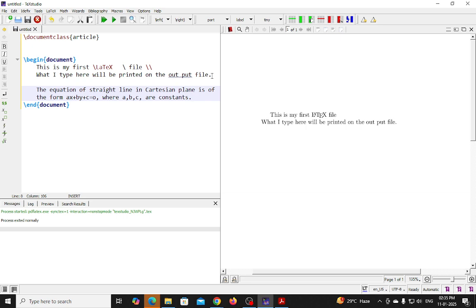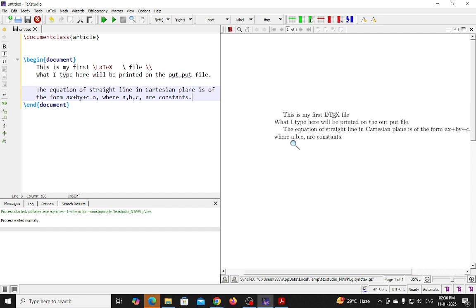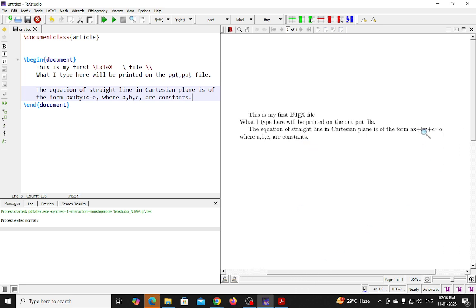So what I did here, initially I am not using any begin math or end math or a dollar. That means I am considering the whole thing as plain text, and I will compile that. Now you can notice the equation of a straight line, ax plus by plus c equal to 0. Many times while setting a question paper we include such types of equations.